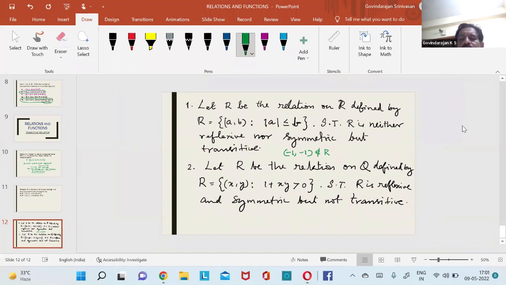Let R be the relation on the set of rational numbers Q defined by R equals the set of all (x, y) such that 1 plus xy is greater than 0. Show that R is reflexive and symmetric, but not transitive. Do you agree, sir? Or anyone?